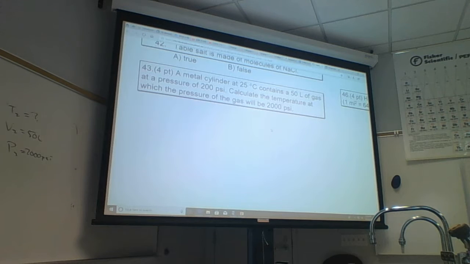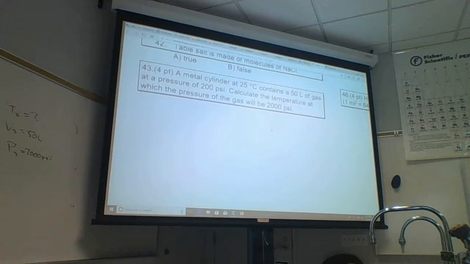And so we can simplify this into P1 T2 is equal to P2 T1, and then solve for T2. T2 is equal to P2 over P1 times T1. So this comes out to 2,980 Kelvin.